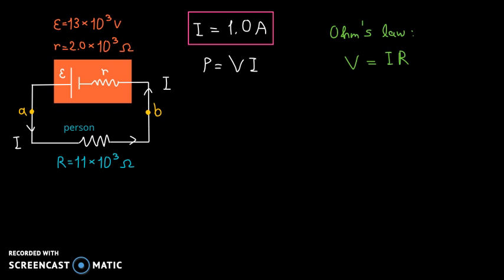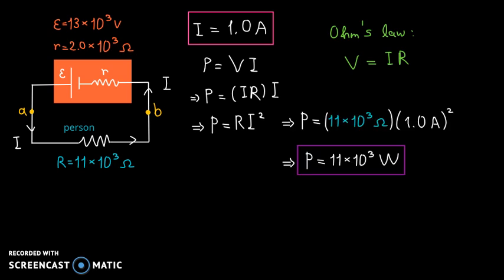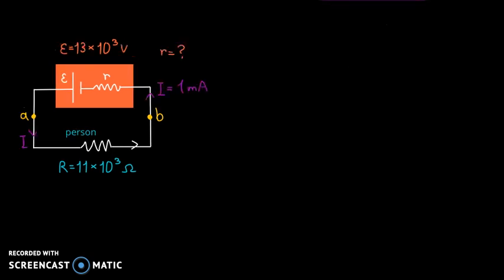Here's Ohm's law. V equals I times R for any resistor in a circuit. We combine the two equations and obtain an expression for power that does not involve V in it. So power equals R times I squared. Let's calculate this value numerically. We get 11 kilowatts for the power dissipated in the person's body.